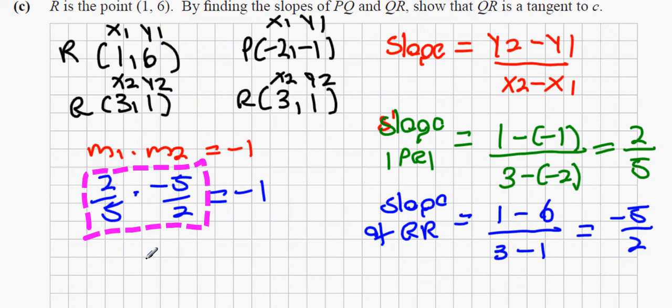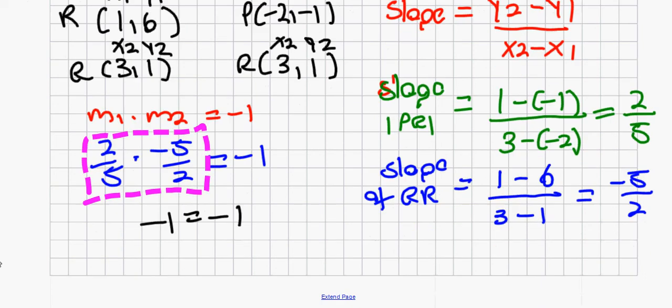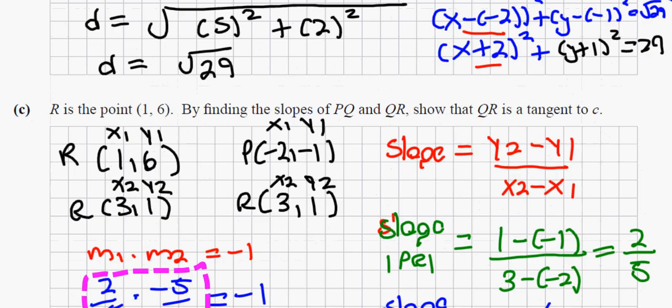So I get -1 equals -1, and this proves that they're perpendicular to each other. Okay. Now, the next one.